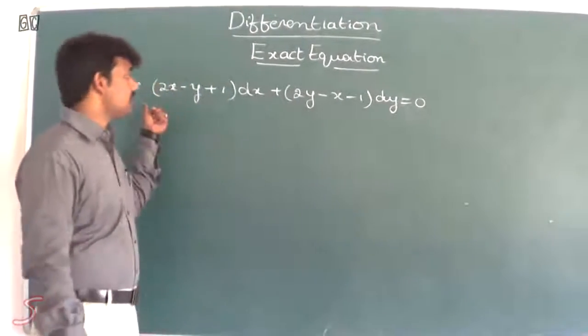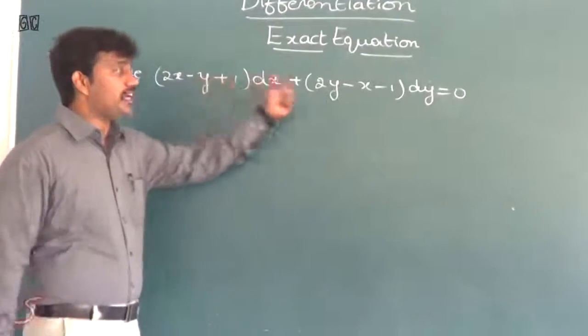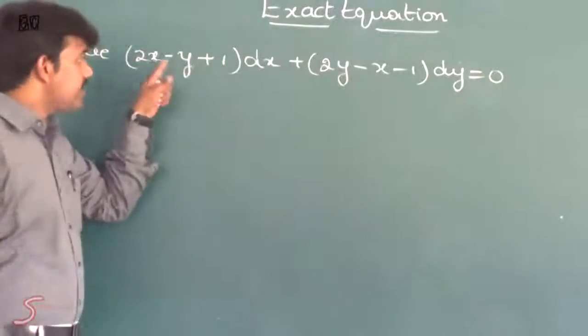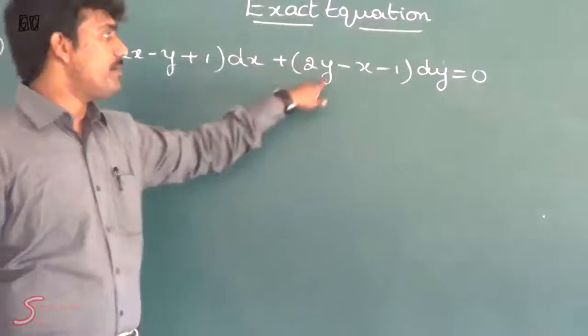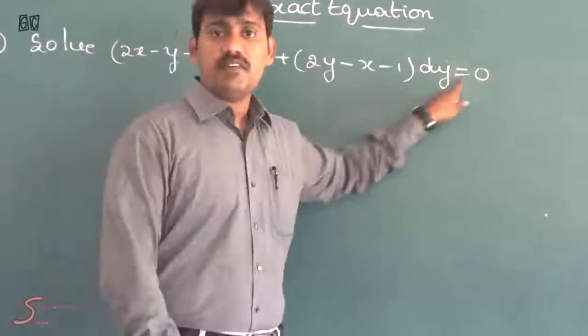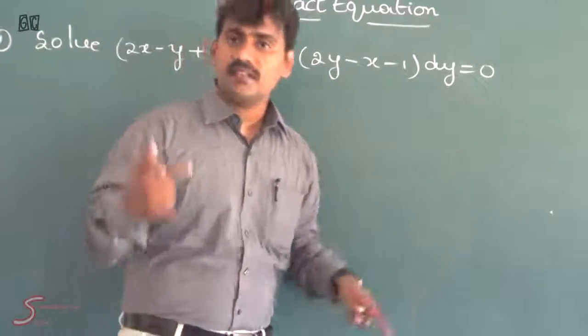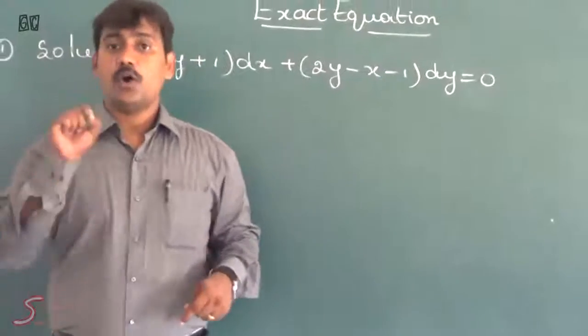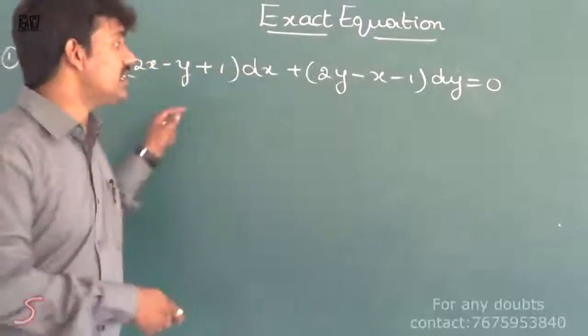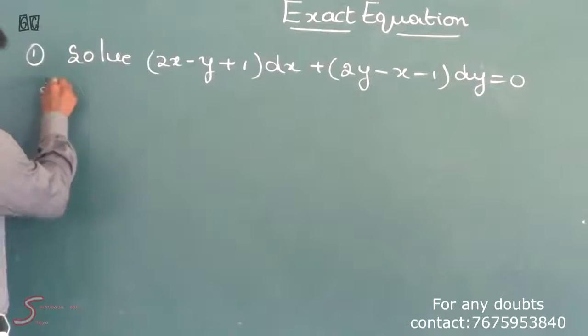So here we have a problem: solve the following differential equation, (2x minus y plus 1) dx plus (2y minus x minus 1) dy equal to 0. In the previous video I uploaded the homogeneous function, so check it out. Here the standard form of exact equation is as follows.